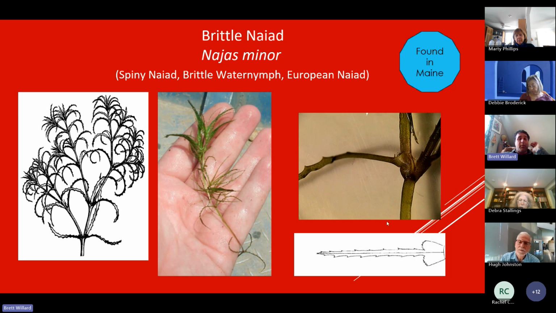This is another true annual plant, and it's called brittle naiad because if you touch it when it's flowering, it'll explode and it'll send those little seeds all over the place. So this is another invader that's in Maine, so keep an eye out for this one.